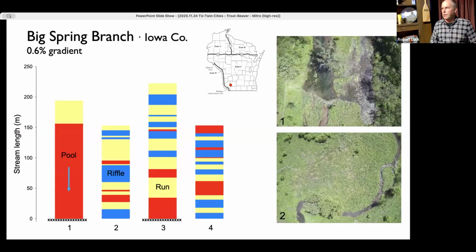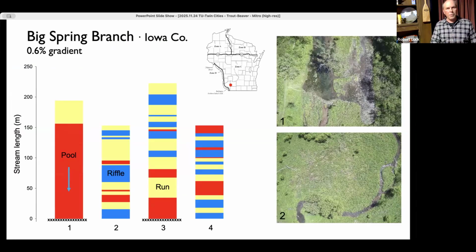One of the ways that we've been measuring this and showing it visually is here. This is for Big Spring Branch in Iowa County, southern part of the Driftless area in Wisconsin. And these bar graphs are for 4 different sites on the stream. What we do is measure across the survey site the length of pools, riffles, and runs. We color-coded these: red showing pools, blue showing riffles, yellow showing runs.